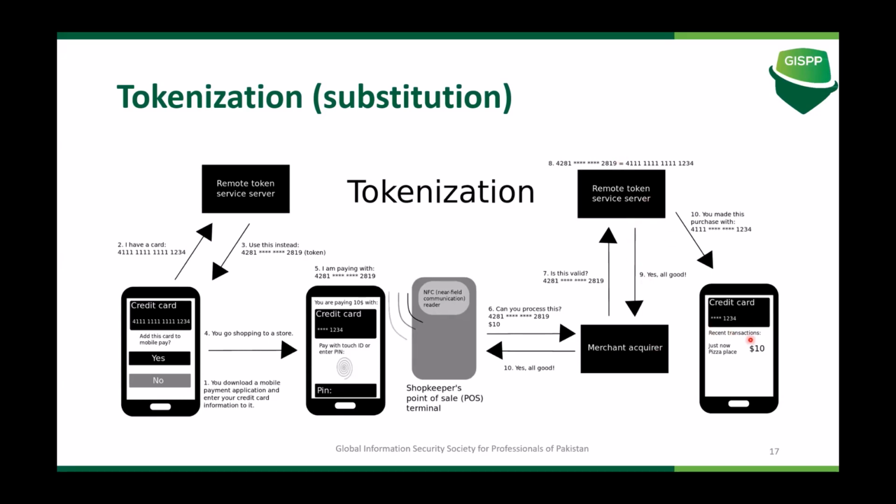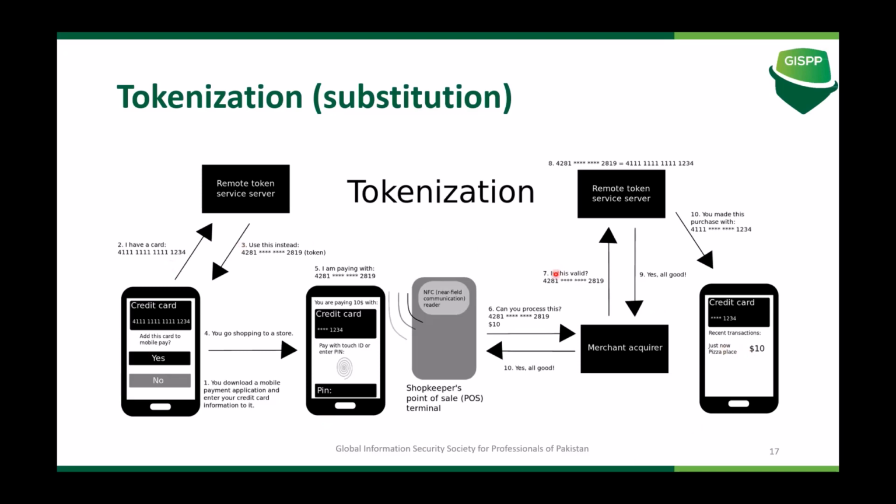And then on your phone, number 10, you made this purchase with 411. On this application, the user will see that the credit card they used, which started with 411, is good and the purchase is successful. But between here and here, your credit card information is not going anywhere. It's the token that is traversing from here all the way to over here.